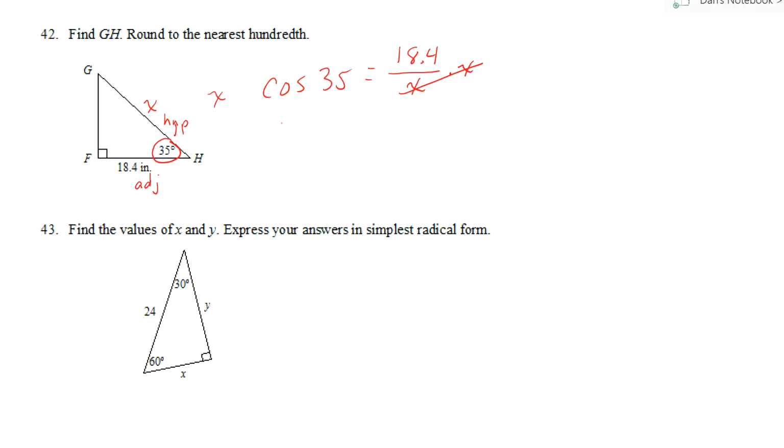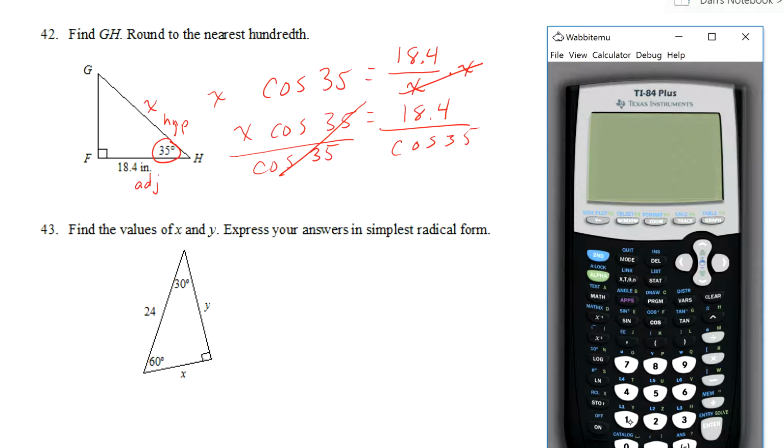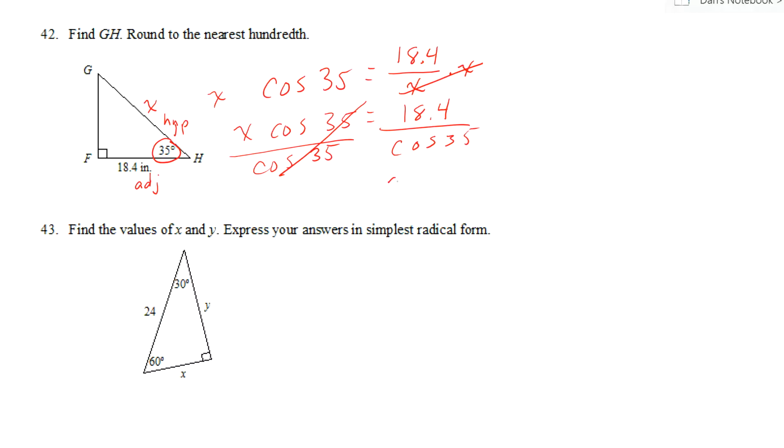Then we have to divide, so we get x cosine 35 equals 18.4. Divide by cosine 35. So 18.4 divided by cosine 35. It helps to put parentheses there. 22.46. And that is inches, it looks like.